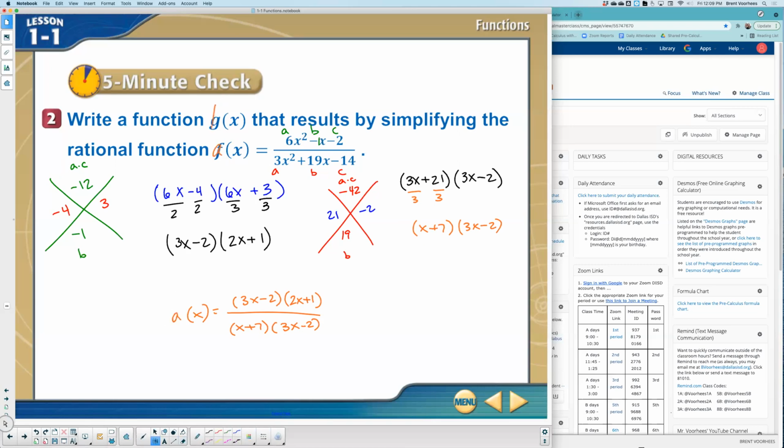Yeah, let me do it the way your packet says. I think I have a and b. So b of x would then be the simplified form. How could I simplify a of x here? I could cancel those out. And so we are left with 2x plus 1 over x plus 7. That would be our solution there.